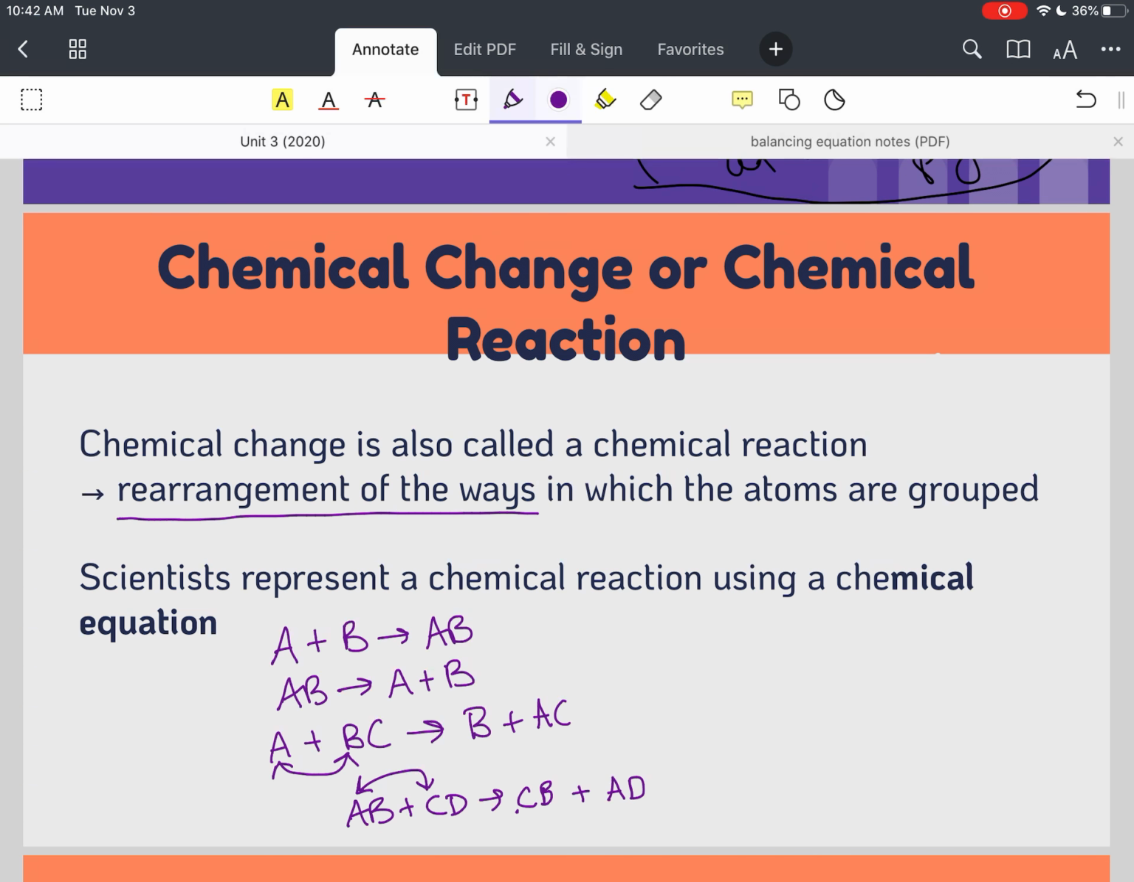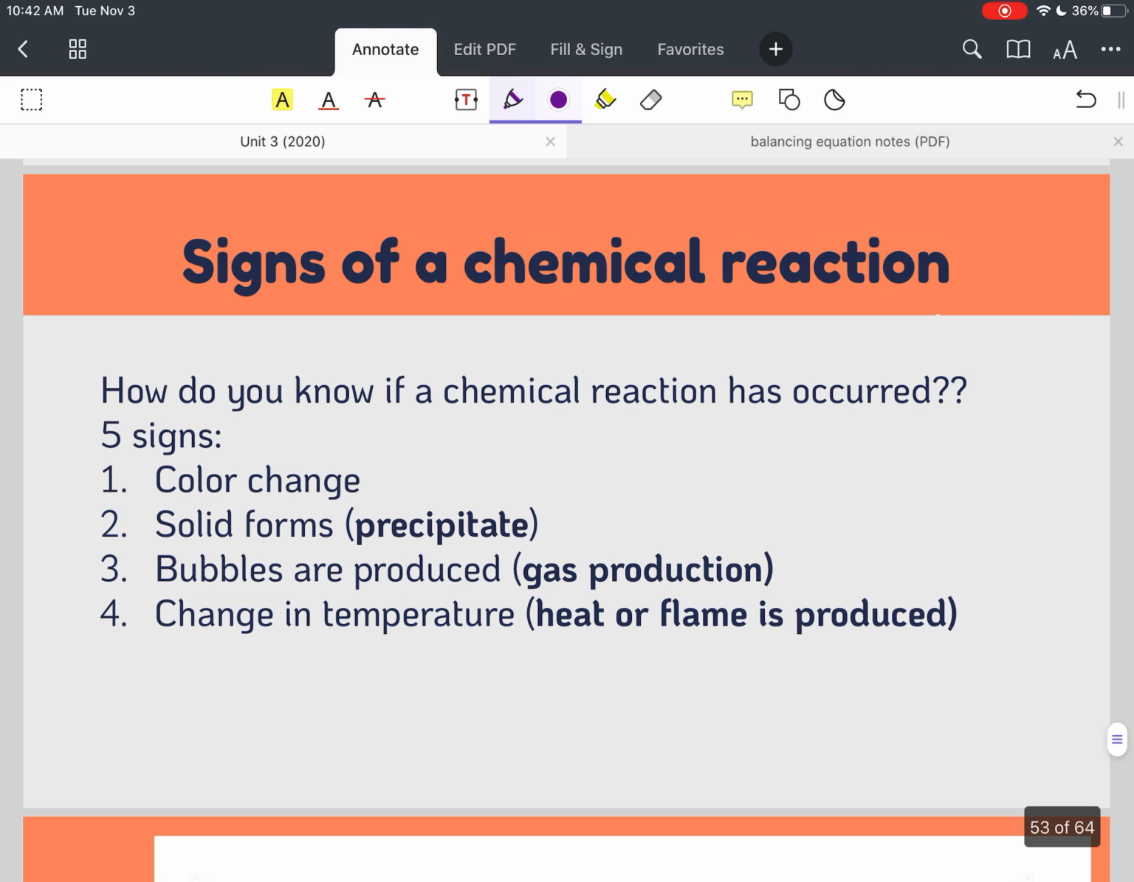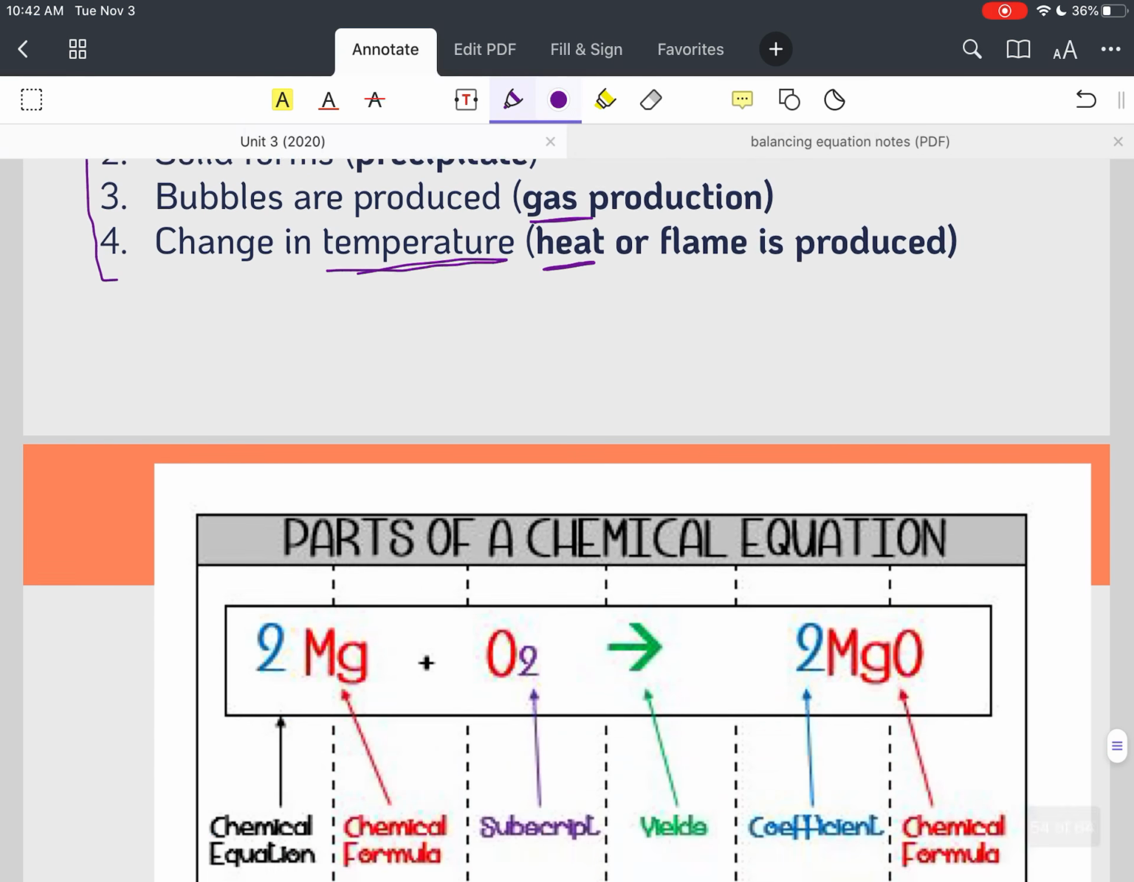So we just need to kind of know the basic parts of that. So you probably remember, if you took physical science, some signs that a chemical reaction has occurred. So I know I can look for a color change, maybe some kind of solid forms. We call that a precipitate. Bubbles tells me a gas is produced. And then we also have this temperature change, where we can feel the heat, or maybe it gets colder, okay?